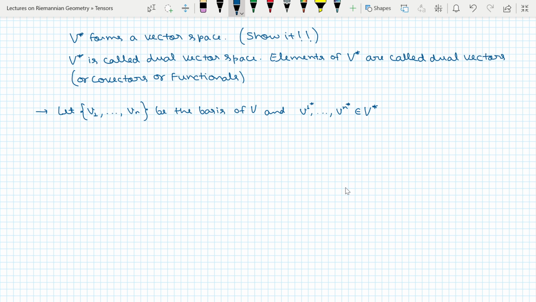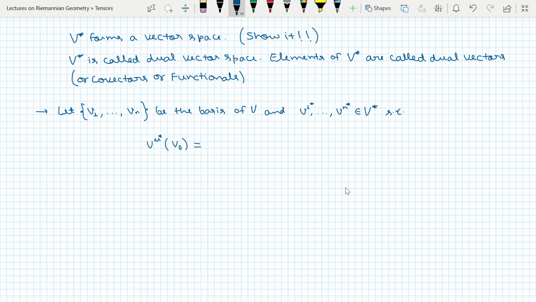And these are not just any elements. These are the elements with some property. What is the property? The property is that if you take any V mu star and you operate it on some basis vector V nu, on some basis vector of the vector space V. So this V nu is coming from this basis of the vector space V, and V mu star is coming from these elements of the V star.